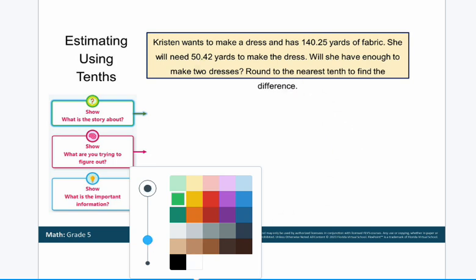What I want you to do is I want you to go ahead and pause the video right now, do the second read, and see if you find the same information as me. Then restart it and check yourself.